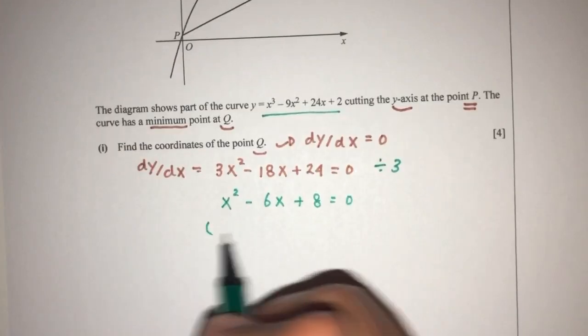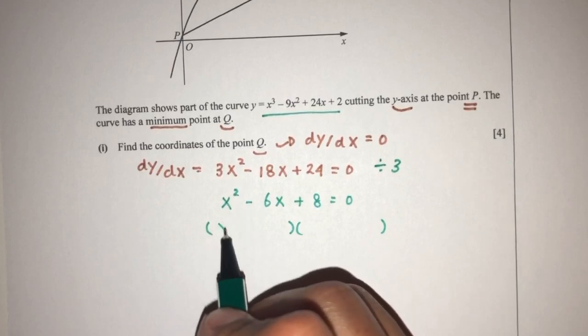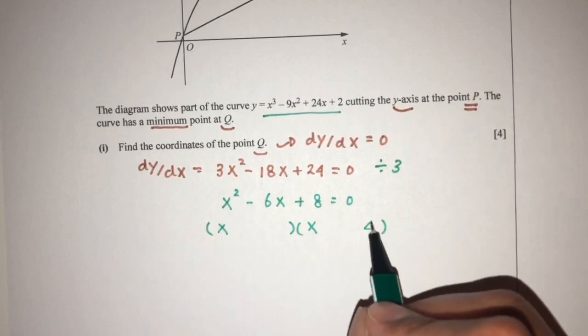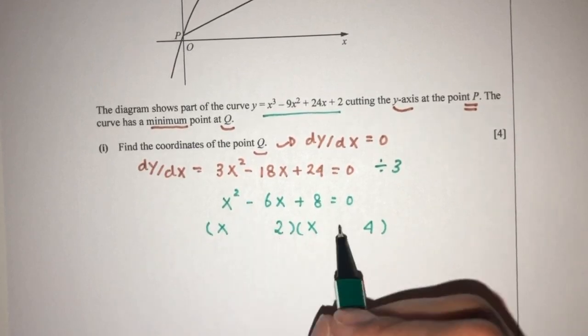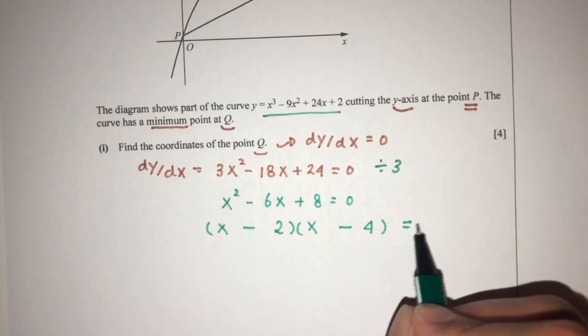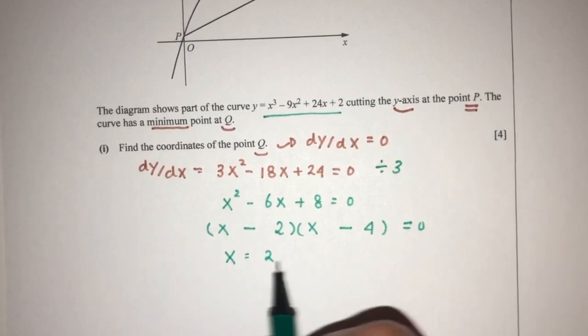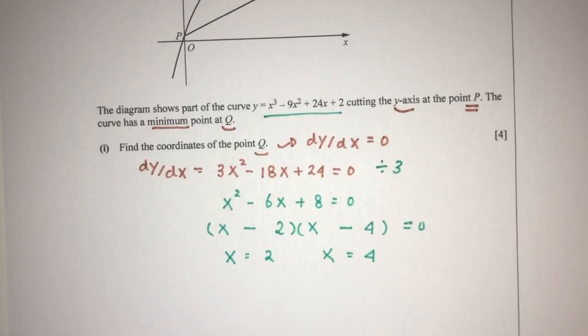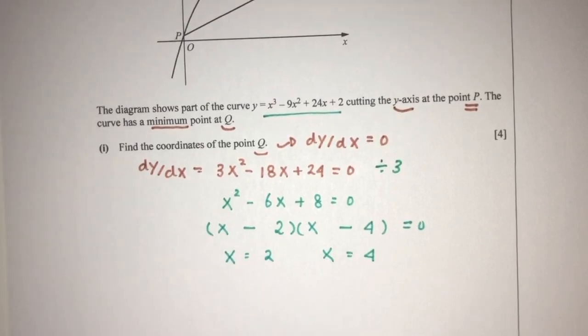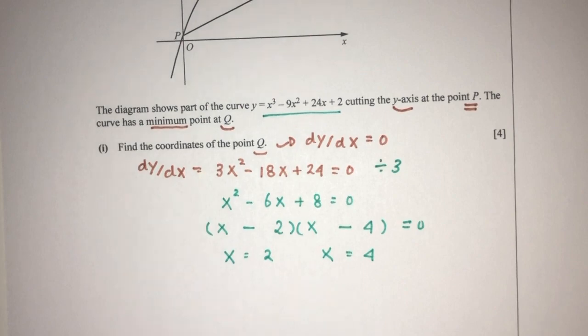Now we can factorize. That will be x times x. This will be 4 times 2. To get minus 6, we have to have minus 4 minus 2. X has to be 2. X has to be 4. Now again, if you don't know how to solve by factorization, you can always use your formula to find the answers. Okay, that will be part 1.